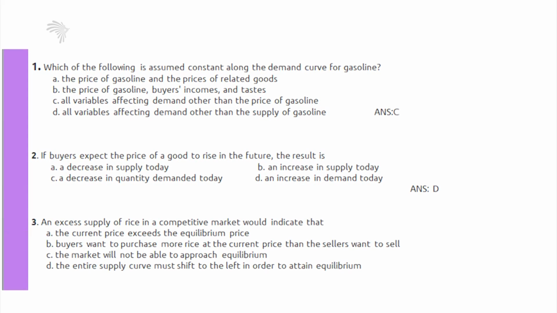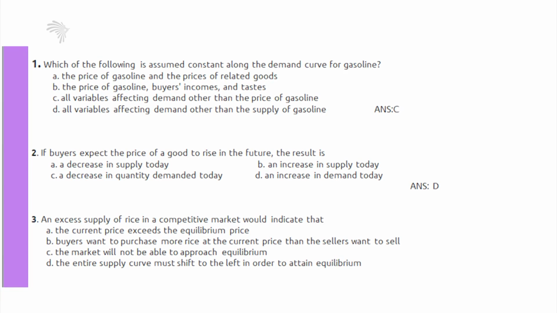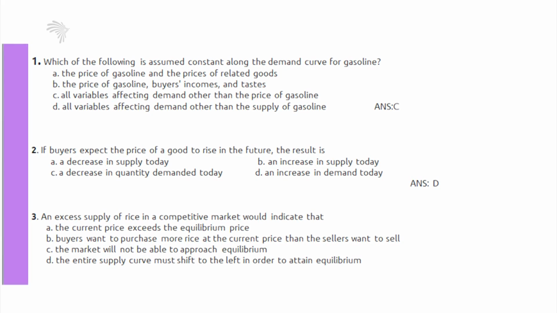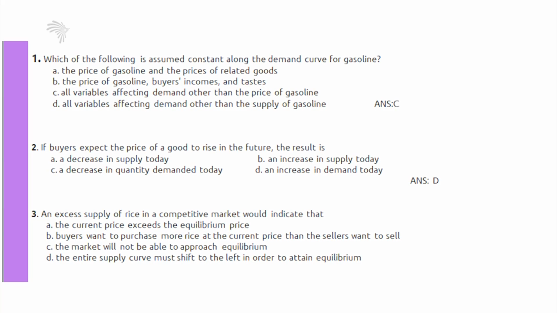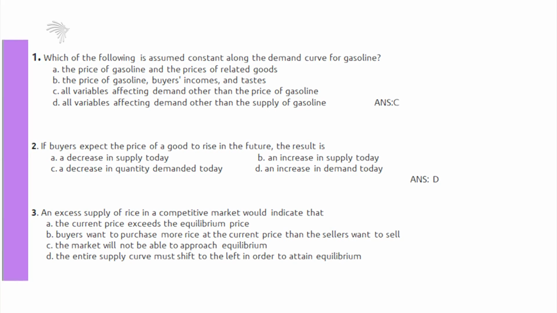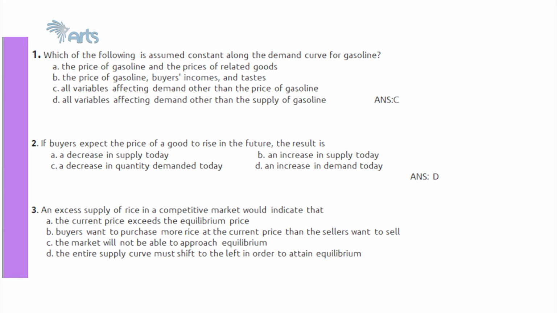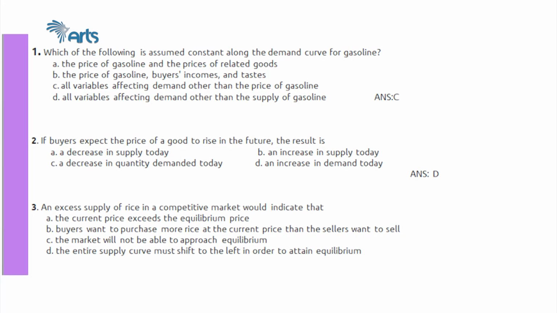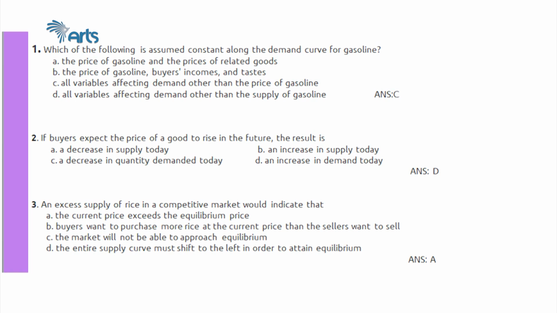Question 3. An excess supply of rice in a competitive market would indicate that A, the current price exceeds the equilibrium price. B, buyers want to purchase more rice at the current price than the sellers want to sell. C, the market will not be able to approach equilibrium. D, the entire supply curve must shift to the left in order to attain equilibrium. The answer is A.